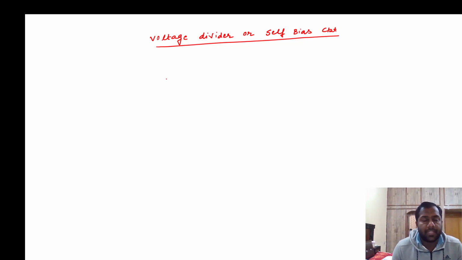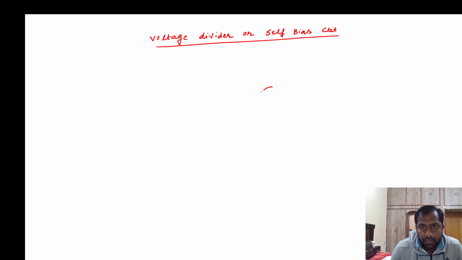Today we will discuss the last article from the biasing circuit, that is called the voltage divider or the self-biasing circuit. This circuit is a very important and widely used circuit because it has very high stability of the operating point. Clear? So firstly we will draw its circuit diagram.